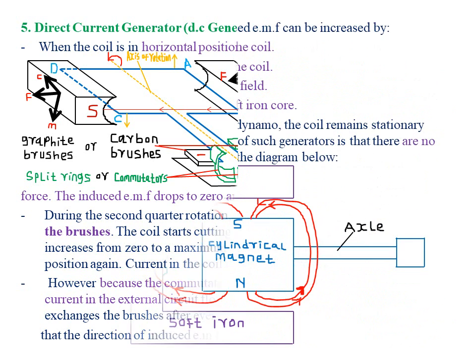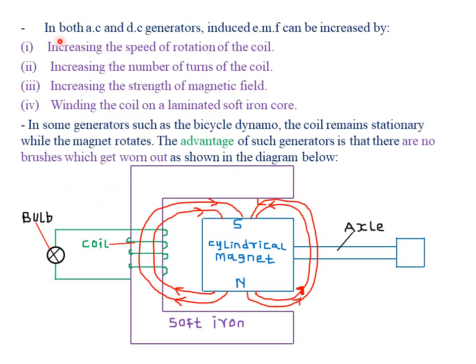Then lastly, we look at the factors affecting the magnitude of induced EMF both in an AC and in a DC generator, whereby we are saying that in both AC and DC generators, induced EMF can be increased by, one, increasing the speed of rotation of the coil. That will simply increase the rate of magnetic flux linkage, hence more EMF will be induced.